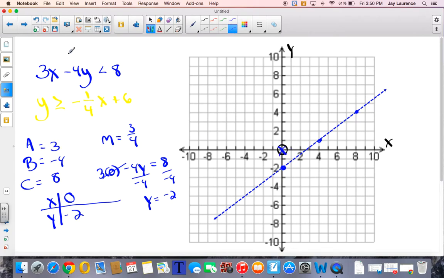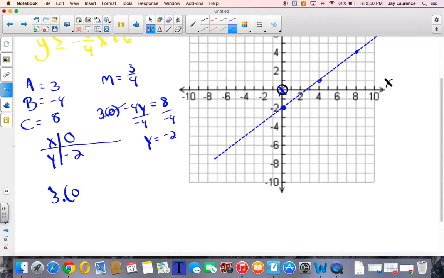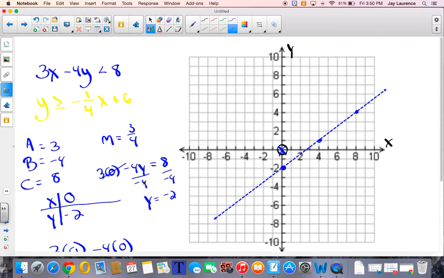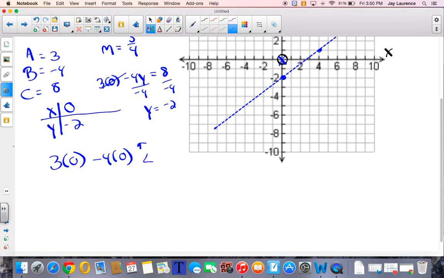Okay, so I'm going to plug (0, 0) in. So I'm going to have 3 times 0. What the hookah waka is that? Let's try this again. It's because I was trying to write while it was moving. 3 times 0, and it's minus 4 times 0. And is that less than 8? Is that true? Less than 8. Well, the left-hand side will simplify down to 0. Is 0 less than 8?